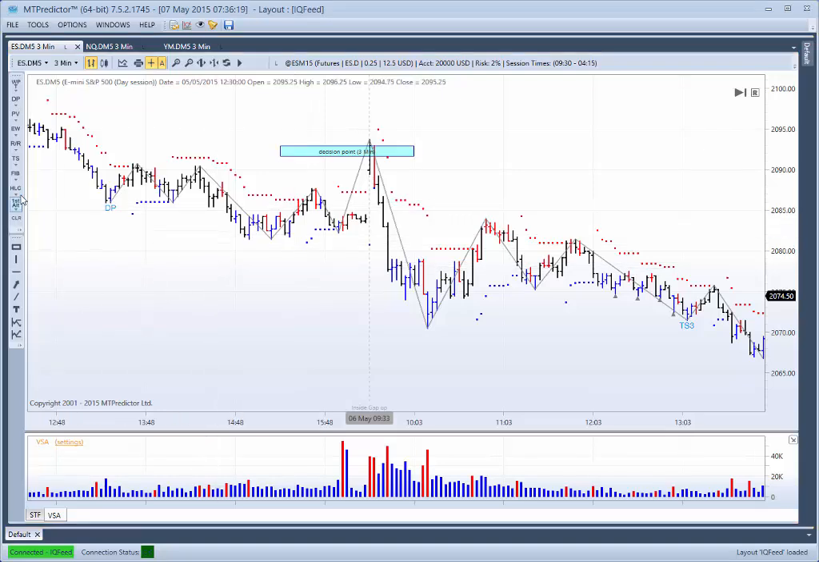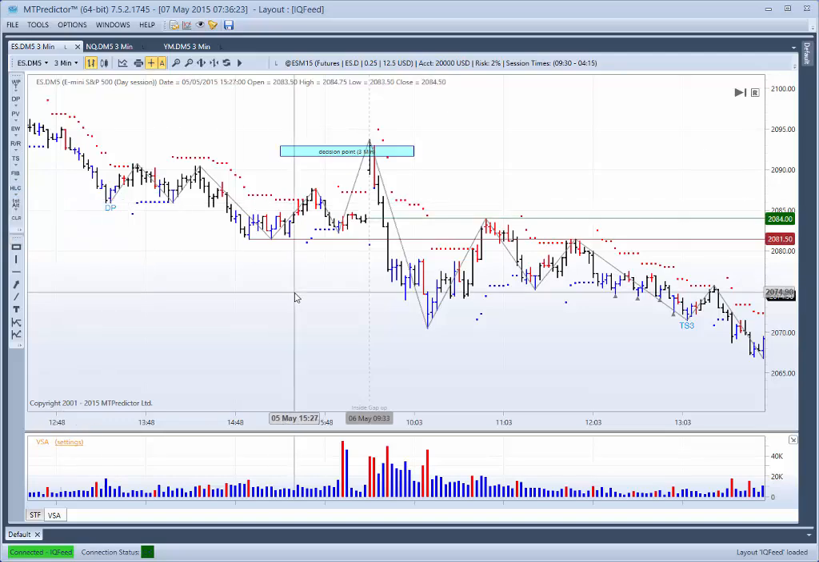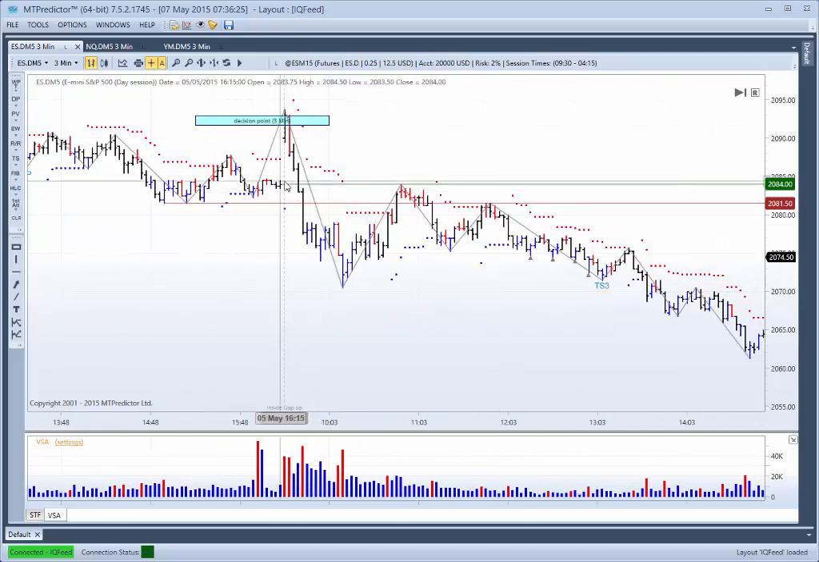We have a very neat tool in MTPredictor 7.5 where you can show the previous day's high, low, and close. So here you can see that this was the close level in green, so you'd anticipate the market to reverse from that resistance level back down to the close, which it did there as well. So there were some additional trade setups in there as well.